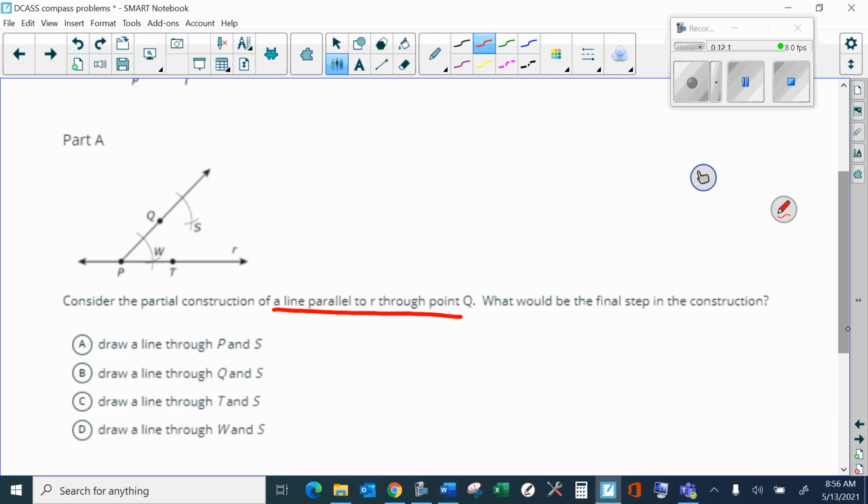The final step would be to draw a ray from P going through S. And now it's parallel. Draw a line through Q and S.